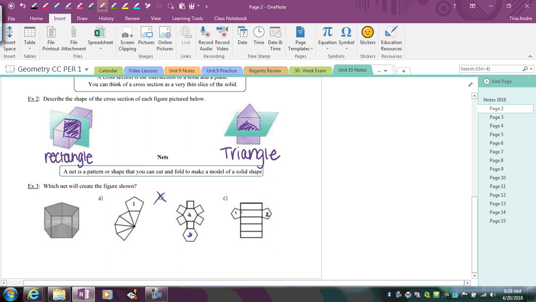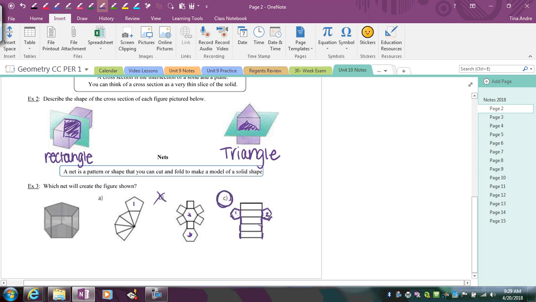So basically, if you imagine folding on this edge here, that's going to be the top and the bottom of your figure. This will be one face. This face is going to connect to these two sides. This face right here would connect to these, and then continue that idea that this rectangle is going to connect to those when you fold, and then this rectangle will connect to those sides there.